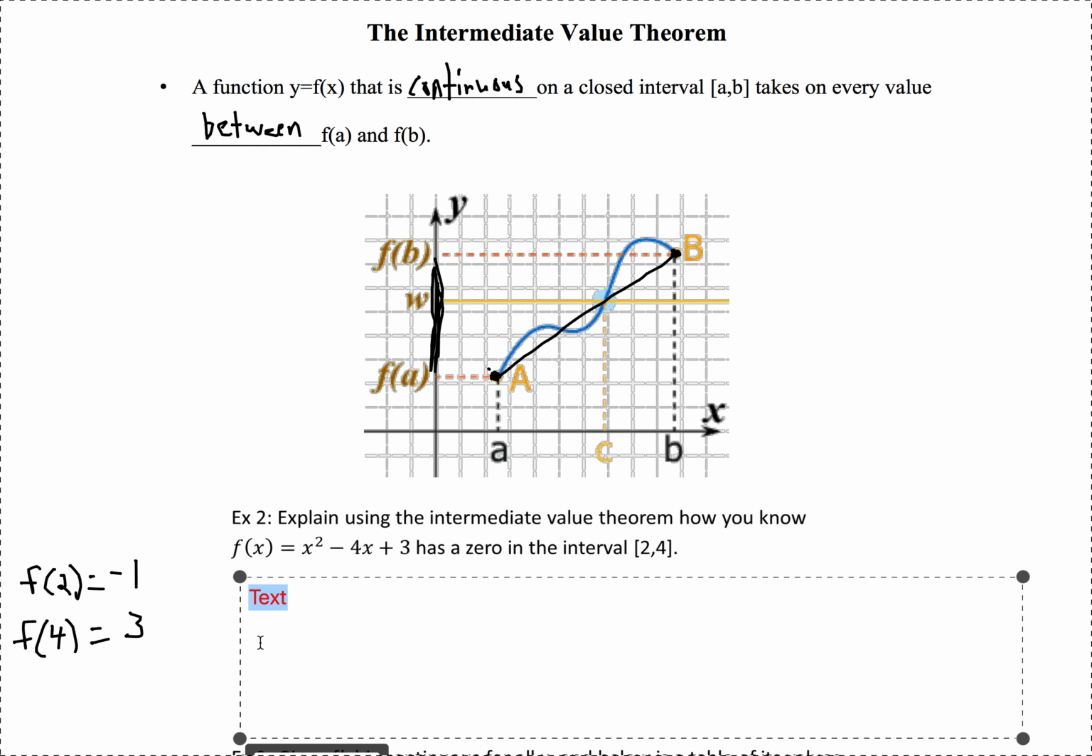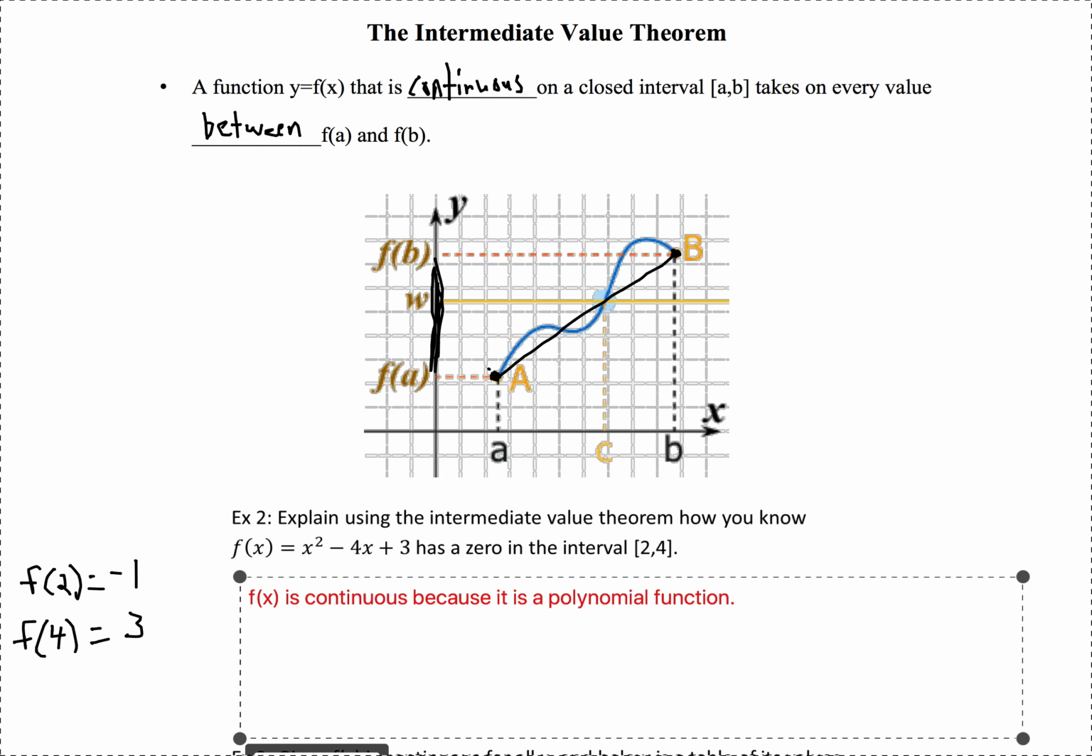So let's go ahead and do this. All right. First, we have to establish that the function is continuous. So I'm going to say f of x is continuous because it is a polynomial function. If you can back it up with how you know it's continuous, that's better. So we state the requirement: f of x is continuous.